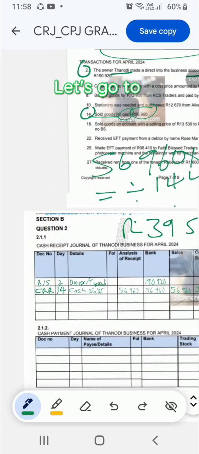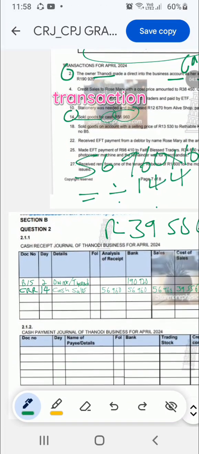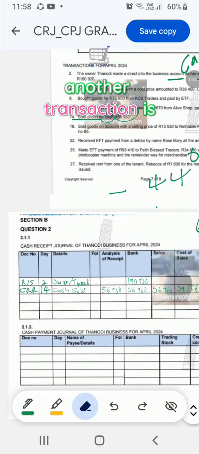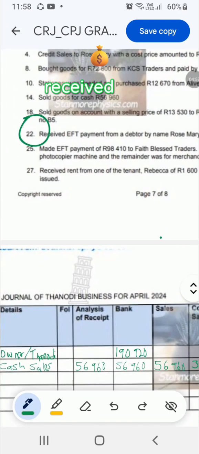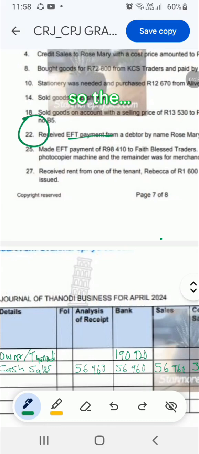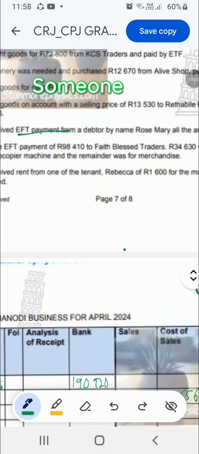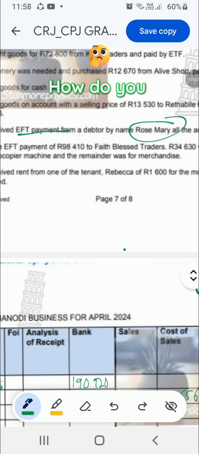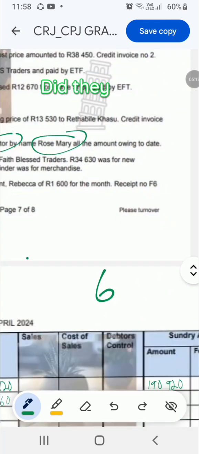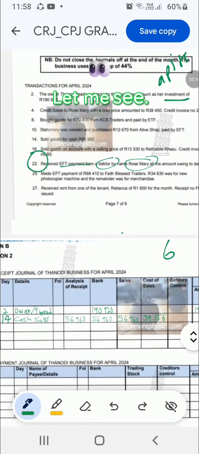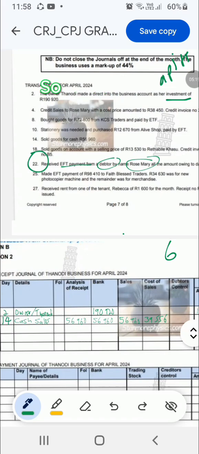Let's go to another transaction. Another transaction is found here, 22, received EFT payment. So the business received some payment through the bank. From who? Someone who was owing. Her name is Rosemary. How do you know she was owing? Debtor. Did they even write the amount? Let me see. Nope. So how do we record this? We'll get to it later.